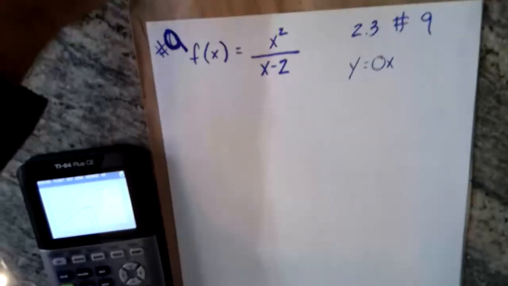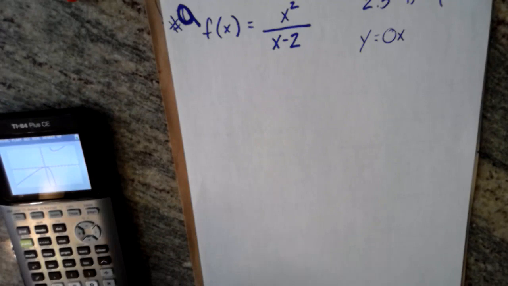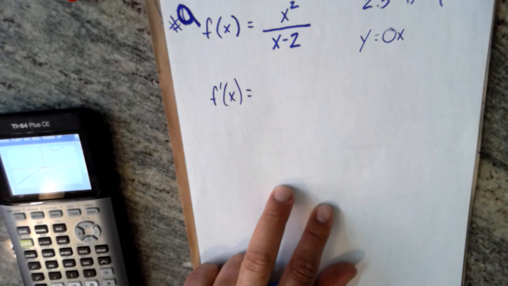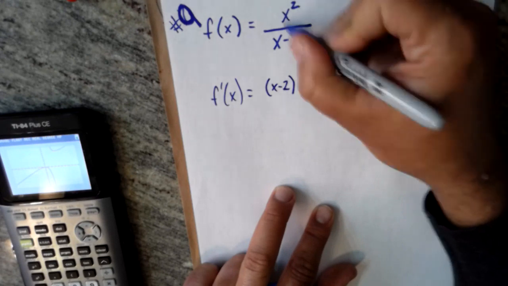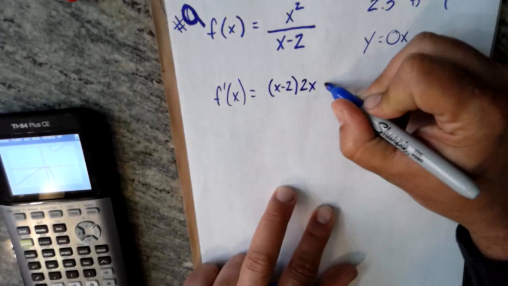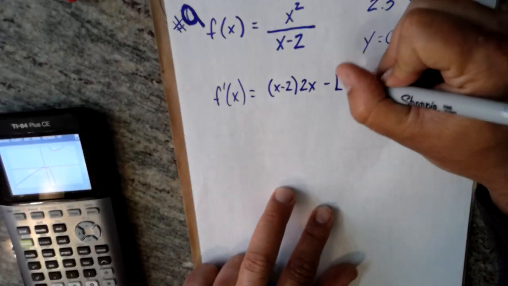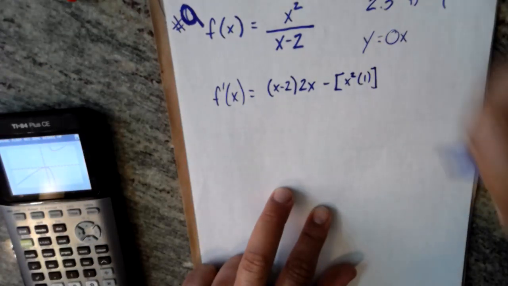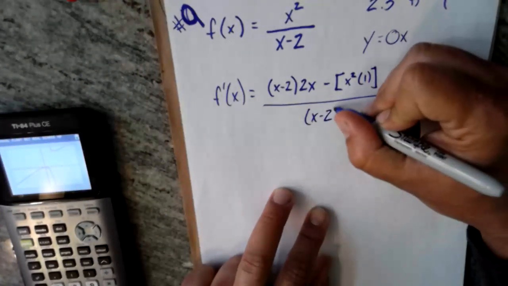All right, here we go. So how are we going to do that? Well, we need to find the equation of the slopes of the tangent line. So that's the derivative. So f prime of x is low d high, so x minus 2 times the derivative of the top, minus high d low, x squared times the derivative of the bottom, all over low. And I'm not going to square that out yet.